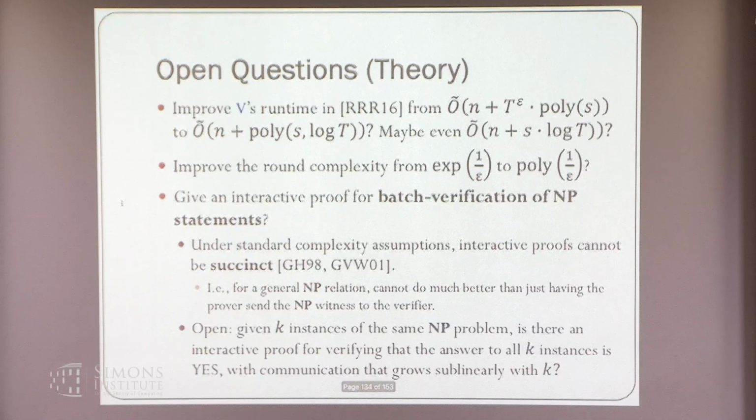But what you can hope to do is the following. Say I give you k instances of the same NP problem and ask you, so this is like an amortization question, and say, prover, convince me that each one of these k instances is a yes instance. So you could at least hope for the communication and the verifier runtime to grow sublinearly with k. And it's not known if you can do this or not.